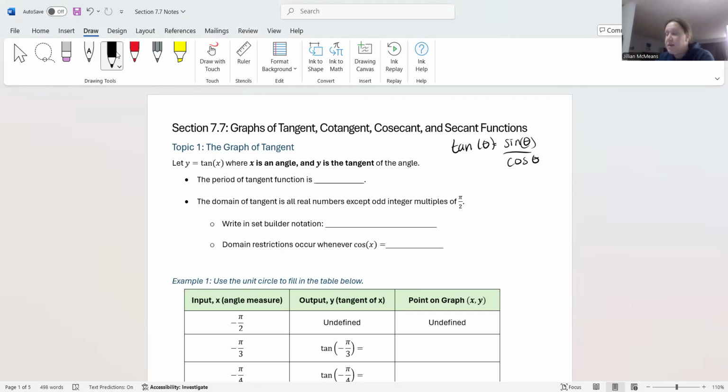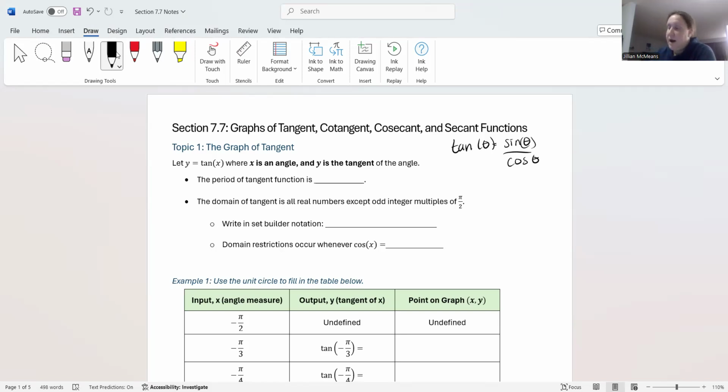And what we find is that we're going to have these things called vertical asymptotes when cosine is zero. So if you're like, what in the world is a vertical asymptote? Please stop this video now and go into the Math 171 content and review vertical asymptotes because you most certainly talked about them, I believe, in chapter 5. Okay, so let's get to tangent.